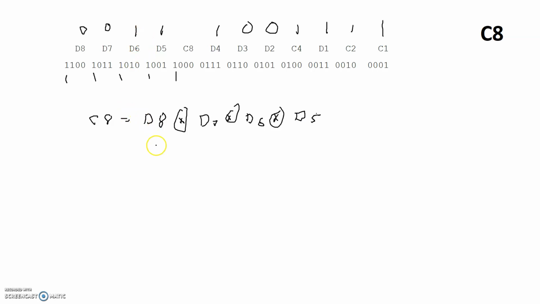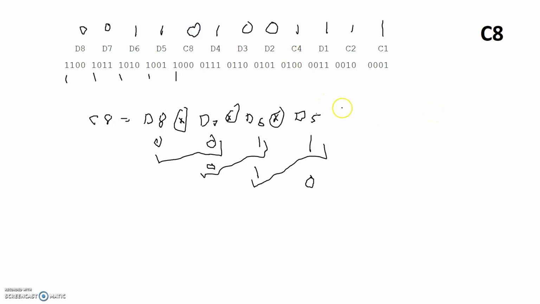Filling in the bits, so 0, 0, 1, 1, and now let's do the calculation. So 0 exclusive OR 0 is 0, 0 exclusive OR 1 is 1, 1 exclusive OR 1 is 0, so check bit 8 comes out to be 0.